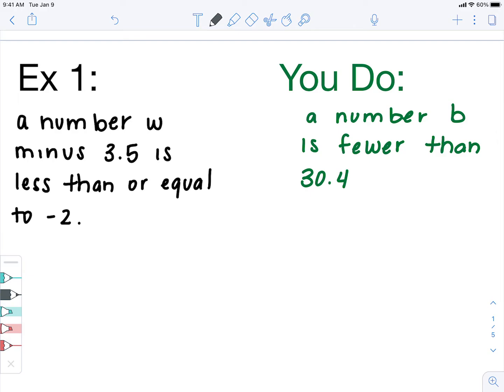So I can give you an example of something like a number W minus 3.5 is less than or equal to negative 2. These are what the first couple of problems on your classwork are going to look like. A number W minus 3.5 is less than or equal to negative 2, and they want us to write it in math symbols without words. So the first thing I do is I read this and I see a number W. So I know I can write W as a symbol, right? A number W can just become a W. Minus, well, that one's pretty straightforward, right? Minus becomes a minus sign.